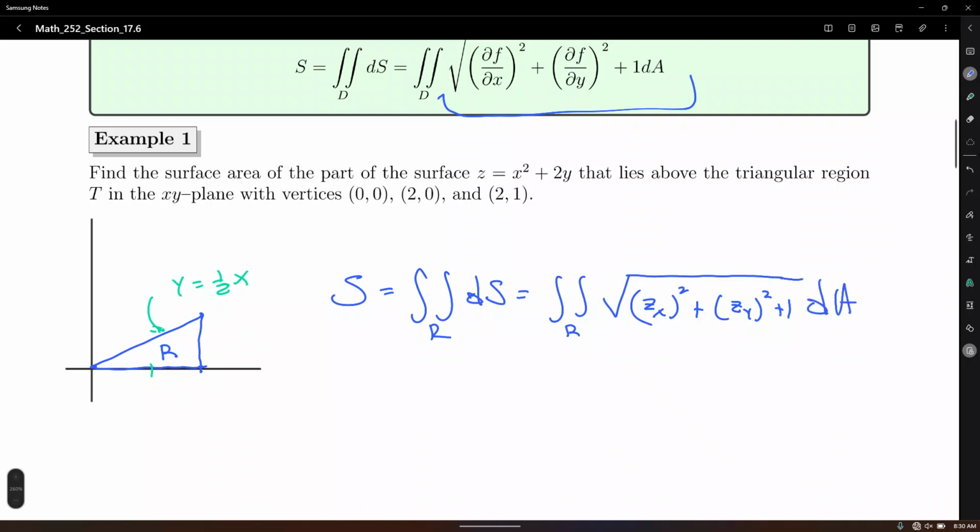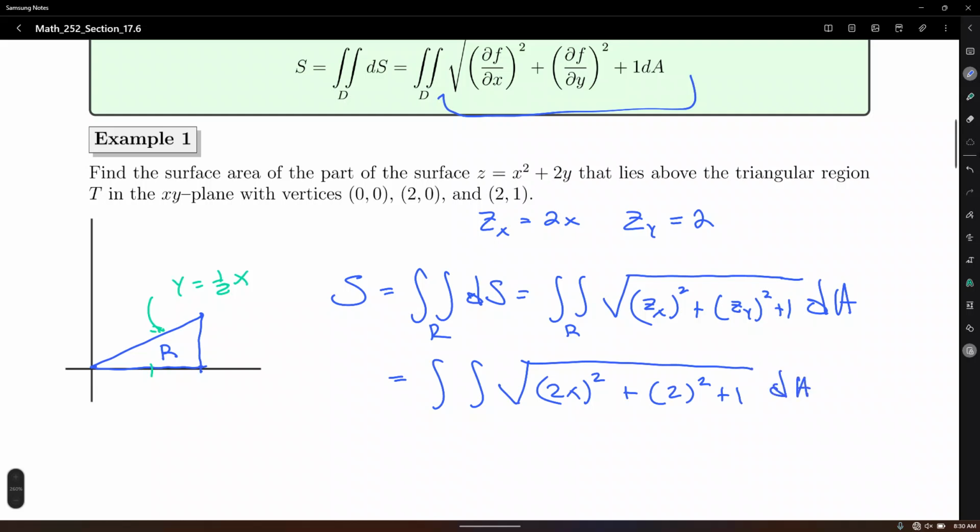Well, the dA will become either dy dx or dx dy, right? And that depends on how we iterate the double integral, as vertically simple or horizontally simple, right? Okay, so what do we need to do? Just find the two partial derivatives of the surface. We're given the equation of the surface: z with respect to x, that's 2x, z with respect to y, that's 2. Substitute, that's the integral of the square root of 2x quantity squared plus 2 squared plus 1, dA. Okay?